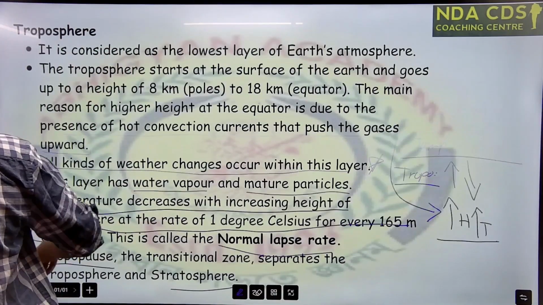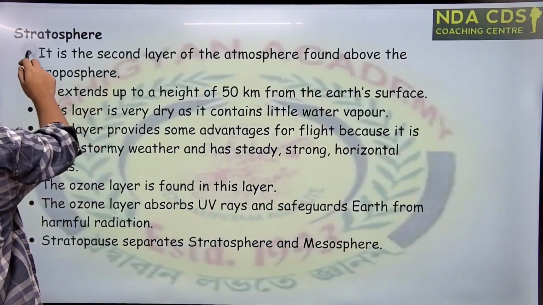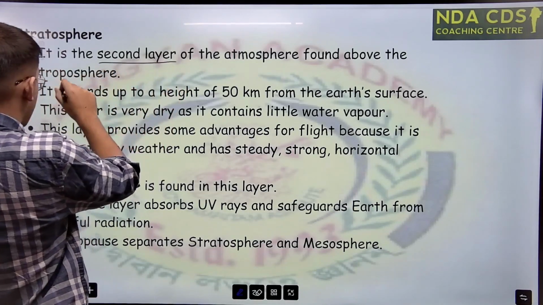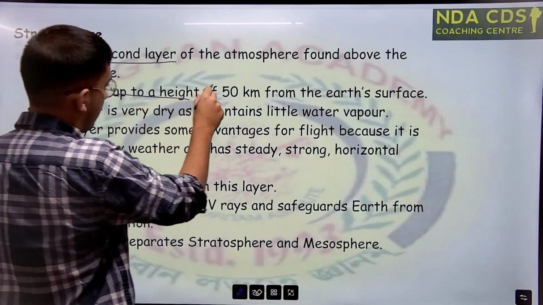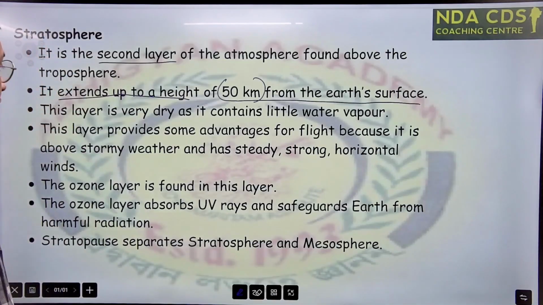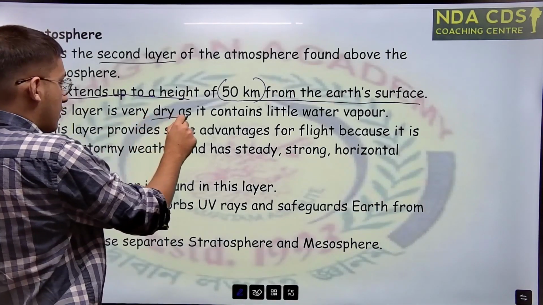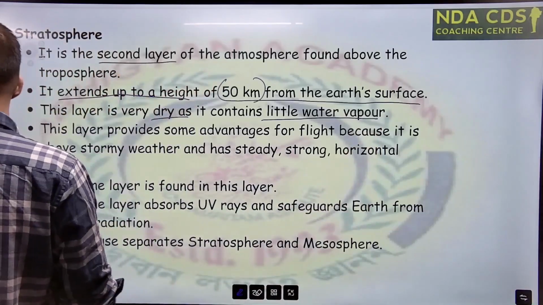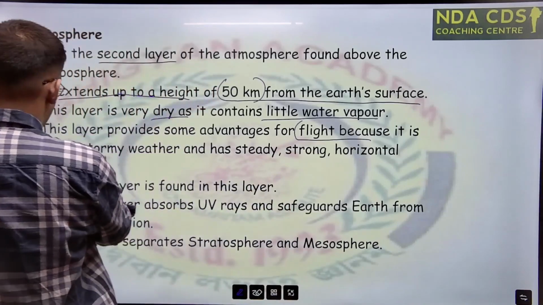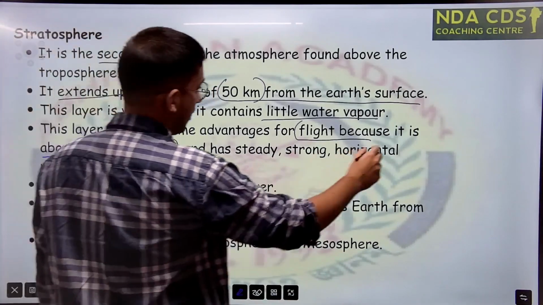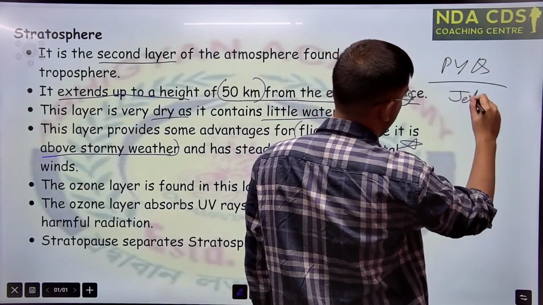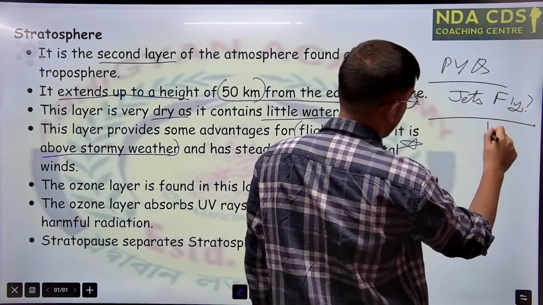We shall move ahead with the stratosphere now. The stratosphere is the second layer of the atmosphere, and it extends up to a height of 50 kilometers from the Earth's surface. Troposphere was 18 kilometers, this is 50 kilometers. It is a very dry layer. It contains little water vapor. Then flights fly in this layer because it is above stormy weather. So this is an important line. It's a PYQ again. They ask questions like, where do jets fly? So the answer is the stratosphere.